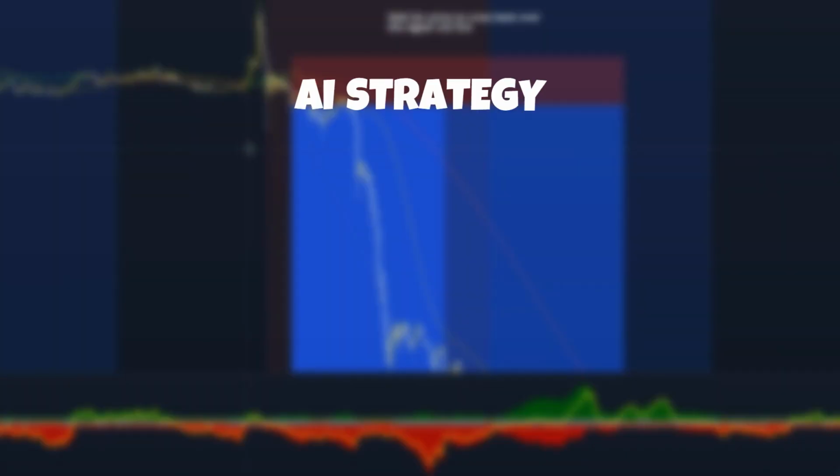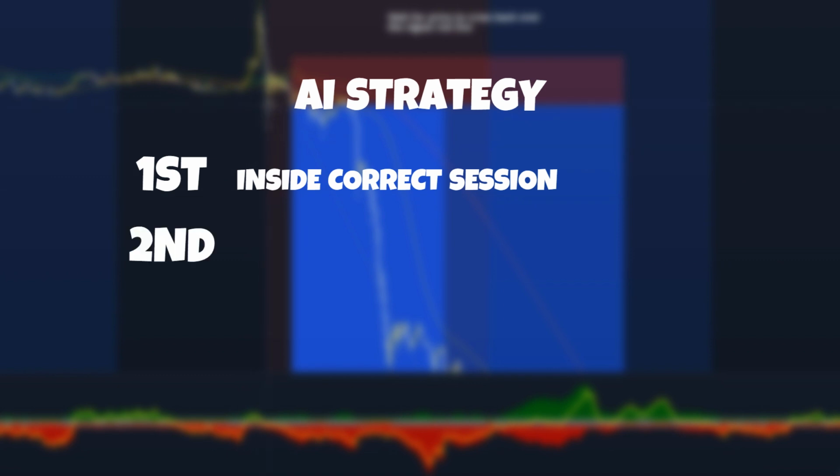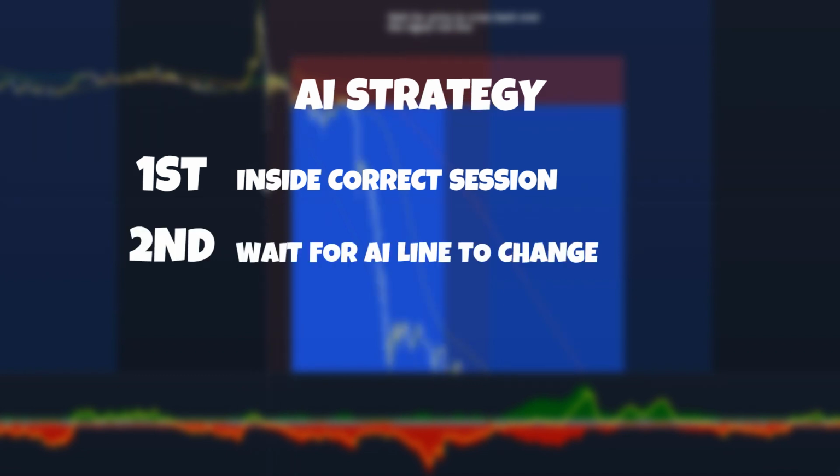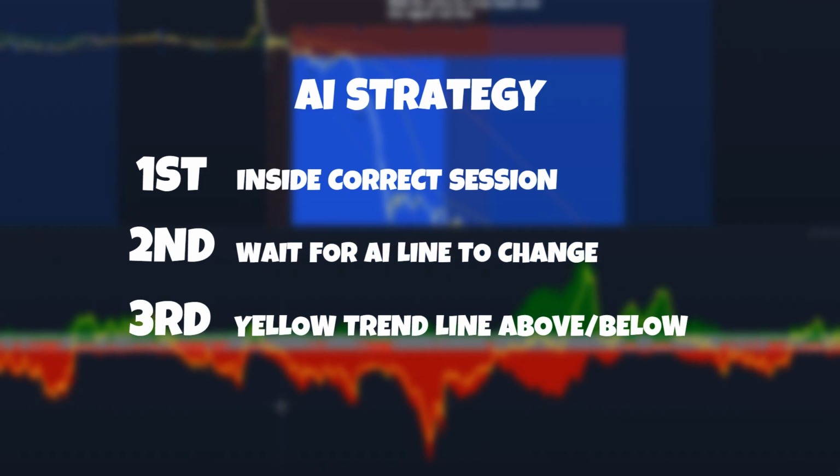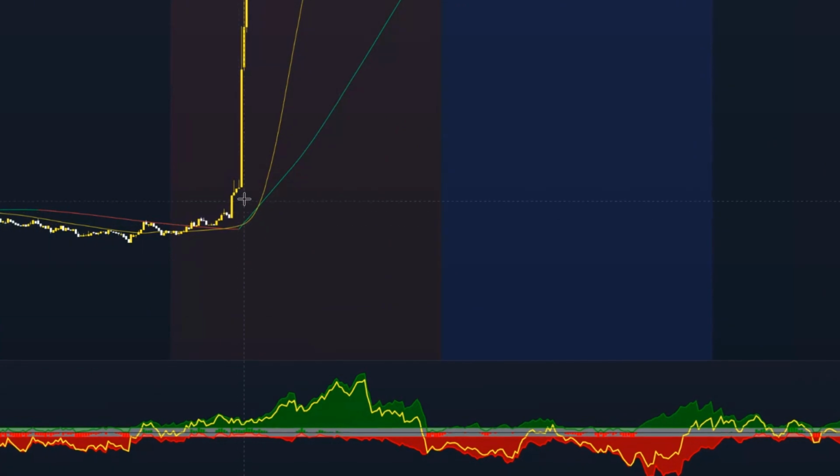So just to confirm this AI strategy, first we make sure we are inside the right session, next we wait for the AI line to change color, and third the bull-bear indicator must agree with the yellow trend line being above or below. Okay, so now it's time to show the results.